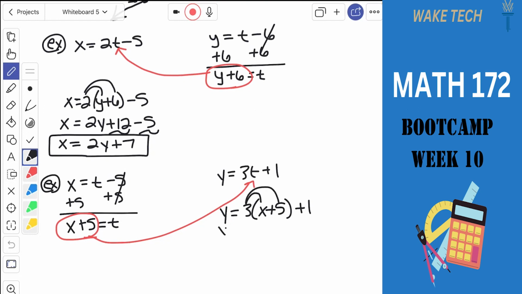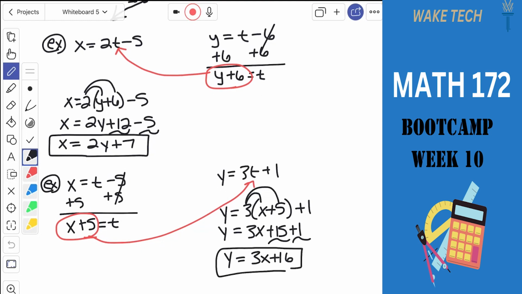To simplify, we'll distribute the 3, and then combine like terms. 15 and 1 gives us 16. Questions about that one?